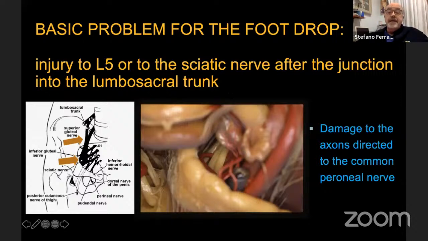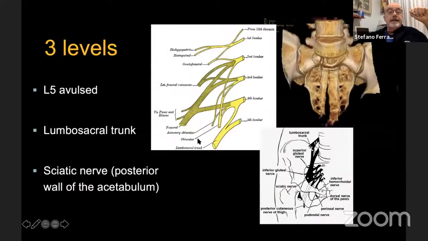The question is the basic problem. Despite what Andreas Dimitriades said, in my experience, L5 is the leading root for the foot drop. I don't have so many cases of L4 involvement in disc herniation. Almost all cases are L5. The question is that damage of L5 can interrupt a few or many axons directed to the common peroneal nerve. The site can be the lumbosacral trunk with the upper arrow, or the lateral part of the sciatic nerve.